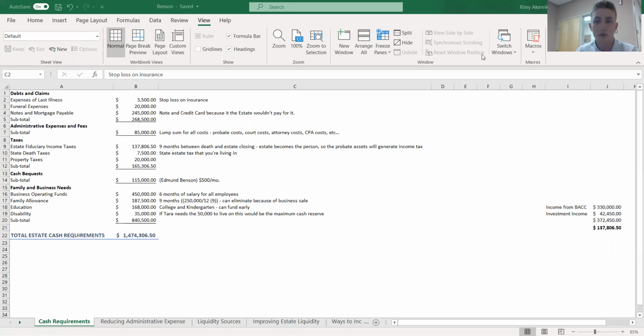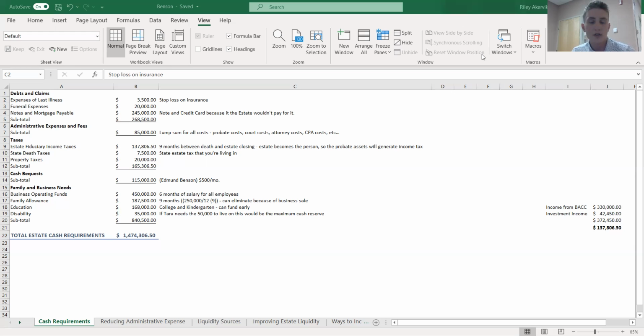I've also included some funds for Edmund here, and a business operating fund for 6 months of salary to all employees, 9 months of a family allowance, education for the kids, as well as some disability costs. And with that, we can look to actually eliminate a family allowance, education for the kids, and we do need to look at the disability insurance here. So we're going to assume with the disability insurance that Tara would need $50,000 to live on, and with your insurance, her maximum cash reserve option would be $35,000.